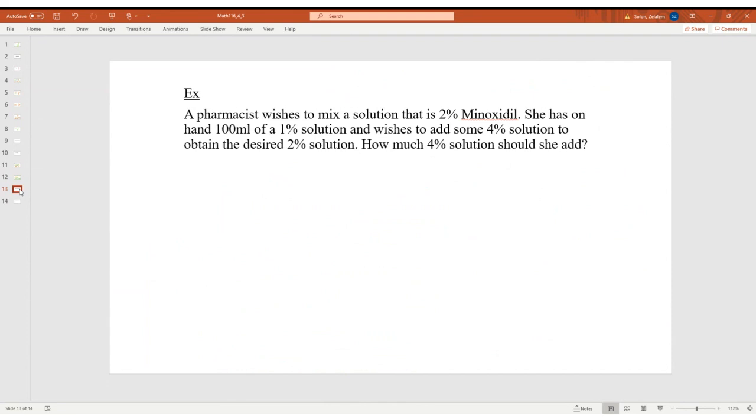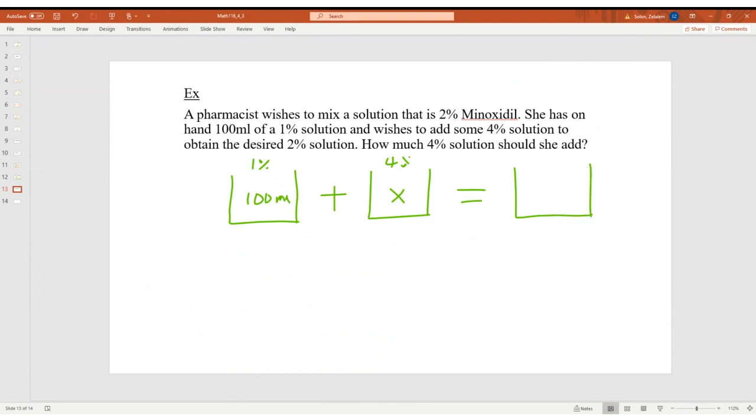Okay, now let's see here. First, I have this bucket which contains 100 milliliters of 1% solution. That's what she has. And she wants to add a 4% solution, which is unknown. So we know the percentage, which is 4%. The volume of the second bucket is unknown. And this should give you the third one, which is 2% solution. Now, we know the volume. When you add 100 plus x, it will be 100 plus x.